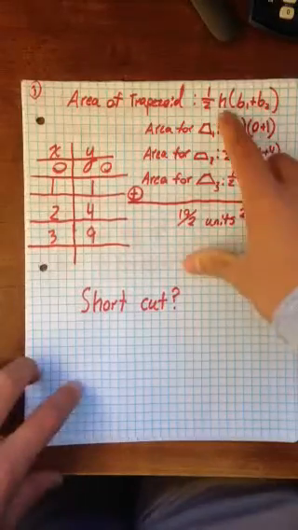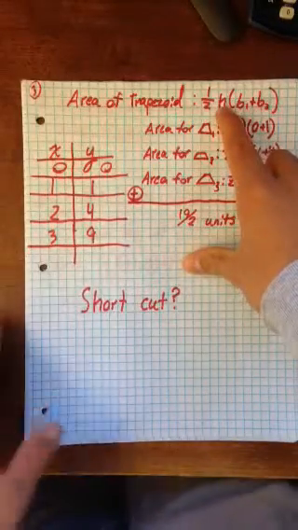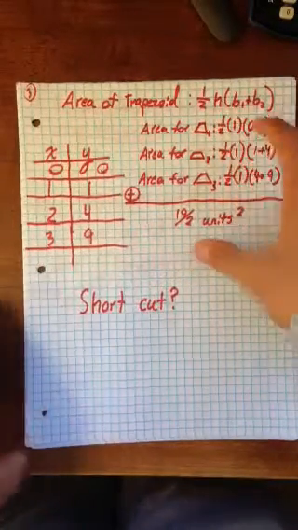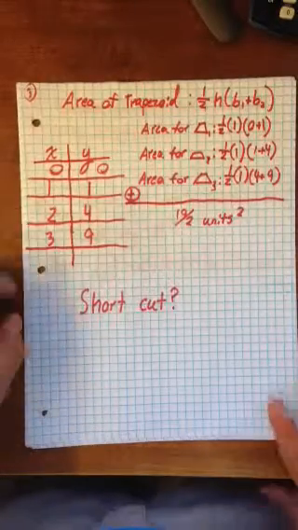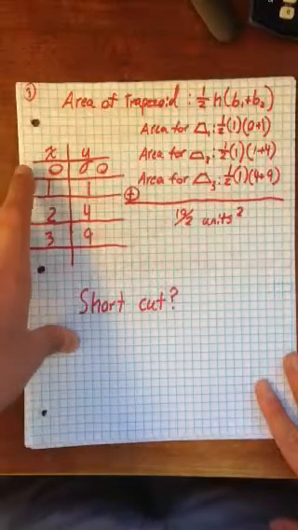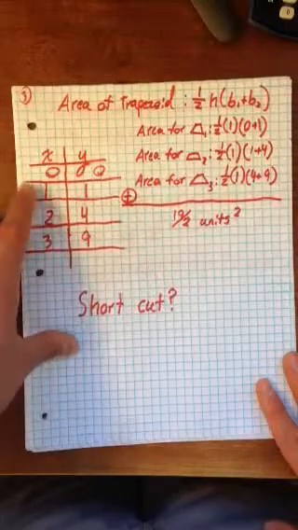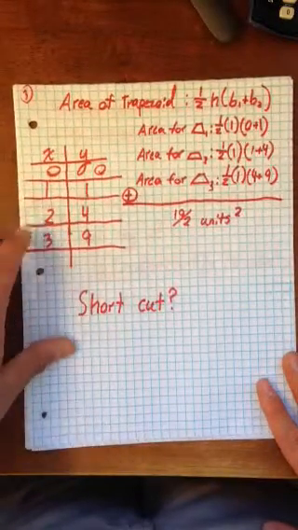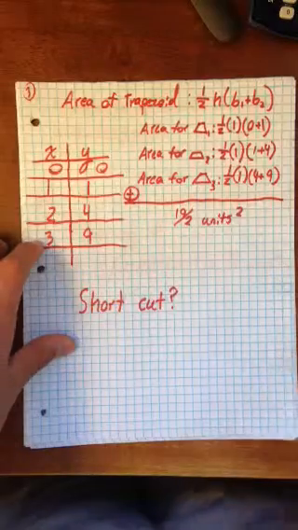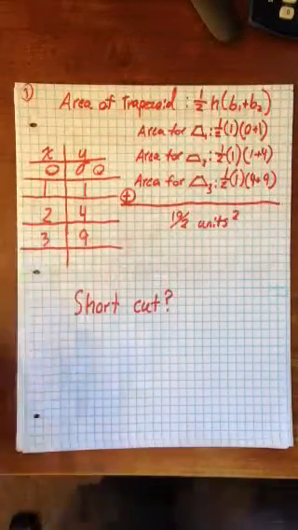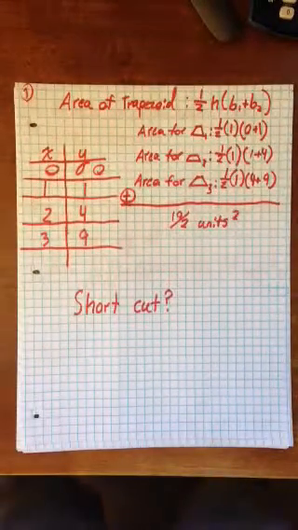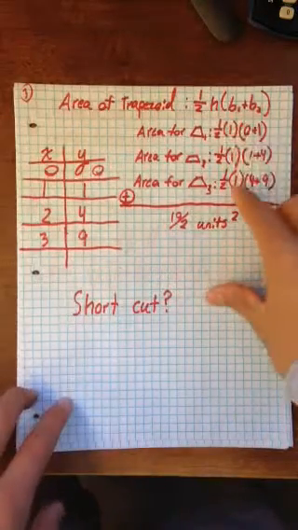So our height, what is our height? How is it going to work out here? The height is going to be the difference in each x value. So the difference between x1 and x2 is going to be 1. The difference between these two x values is going to be 1, and the difference between these two values is going to be 1 as well. Sorry. So the height for all of these is going to be 1.